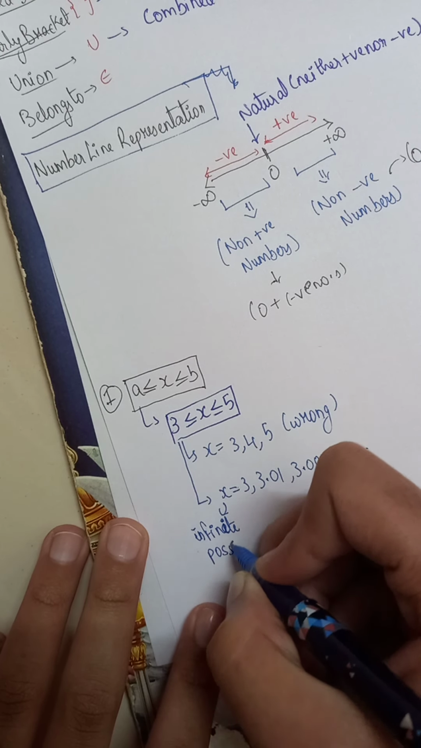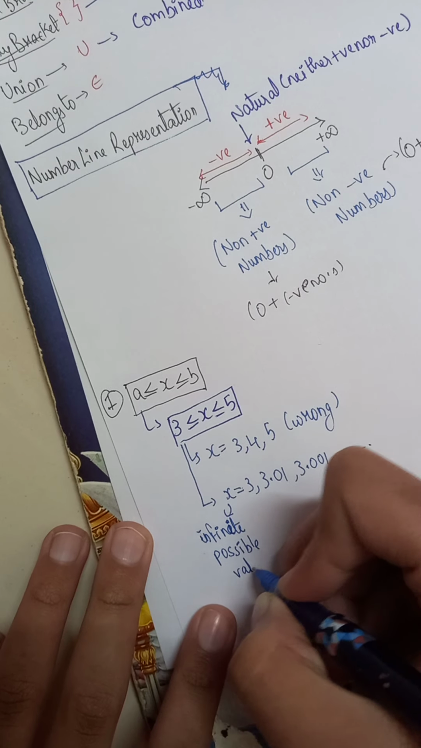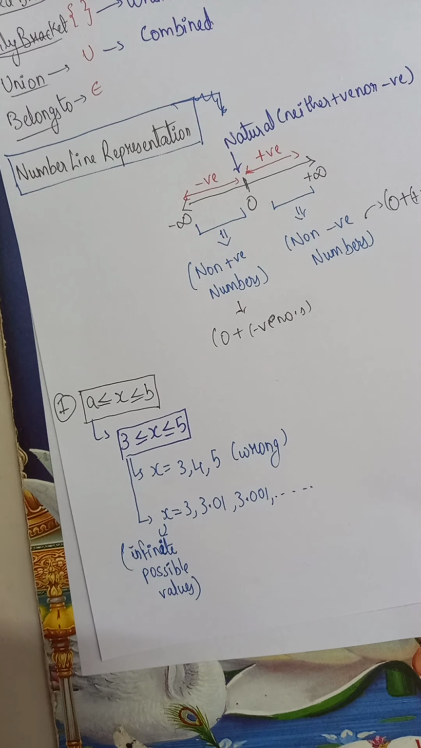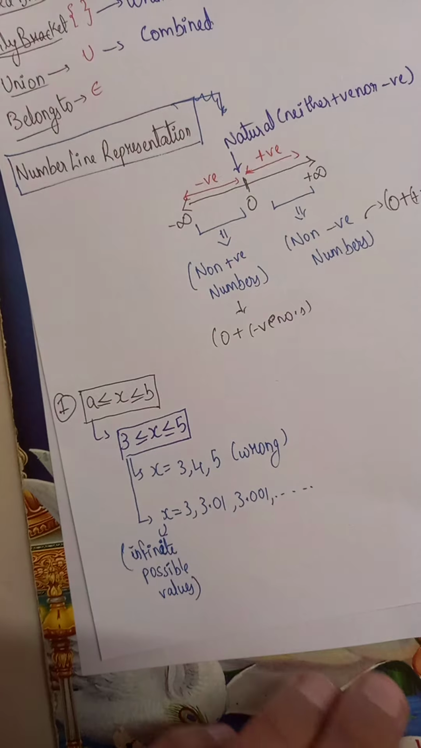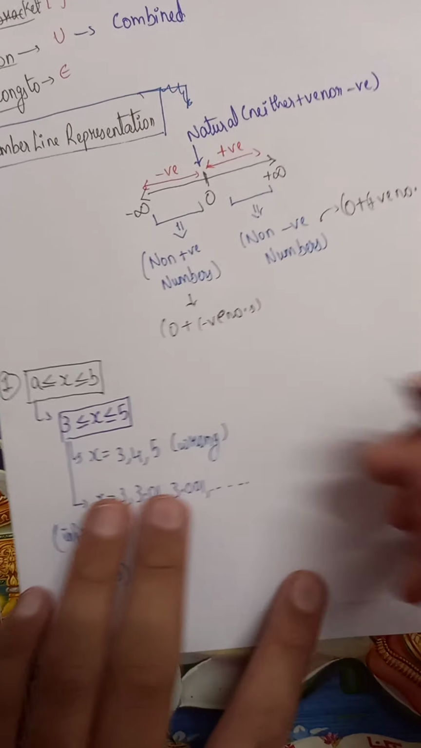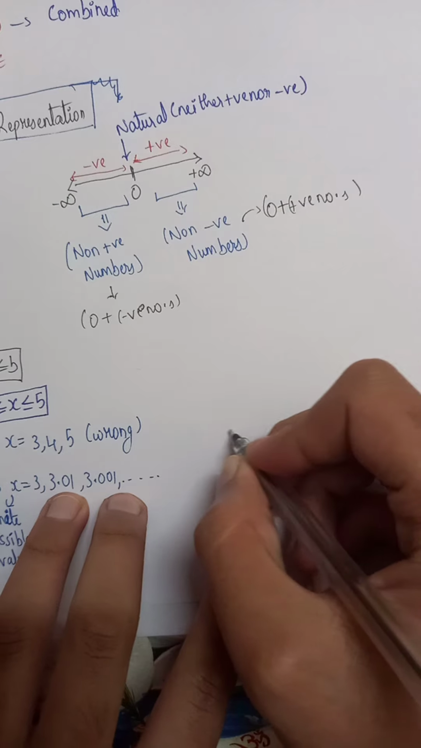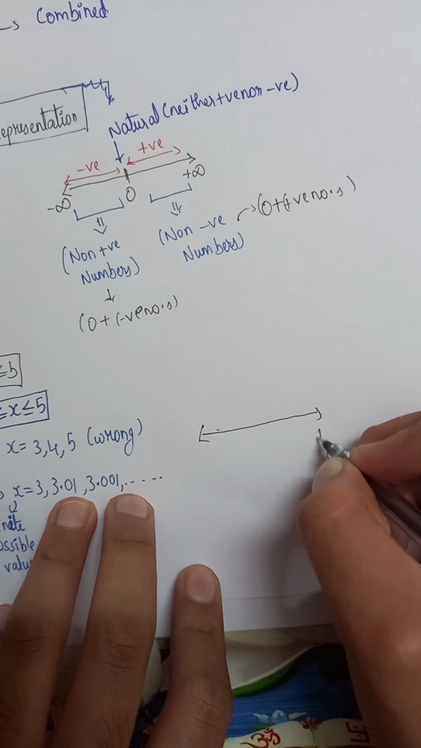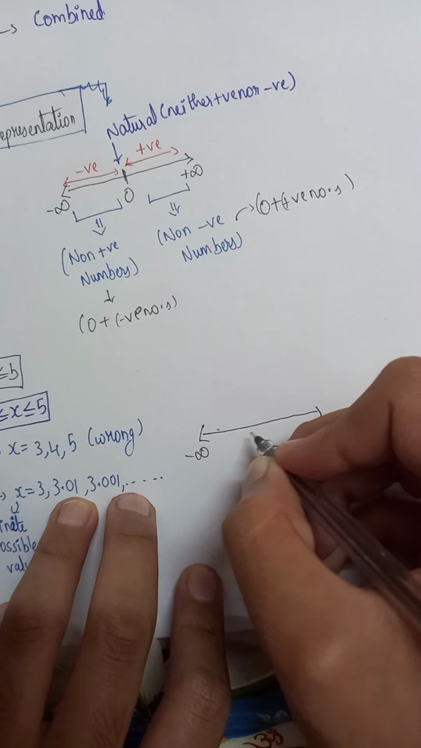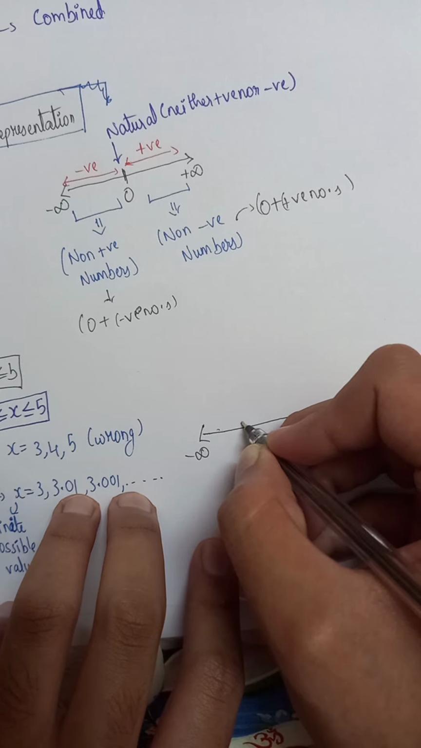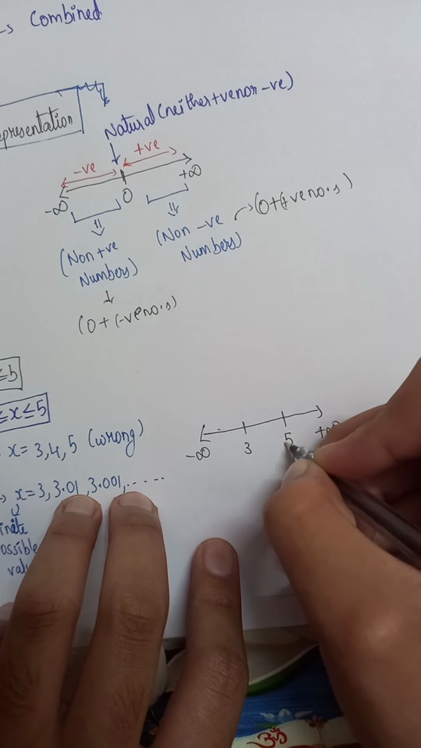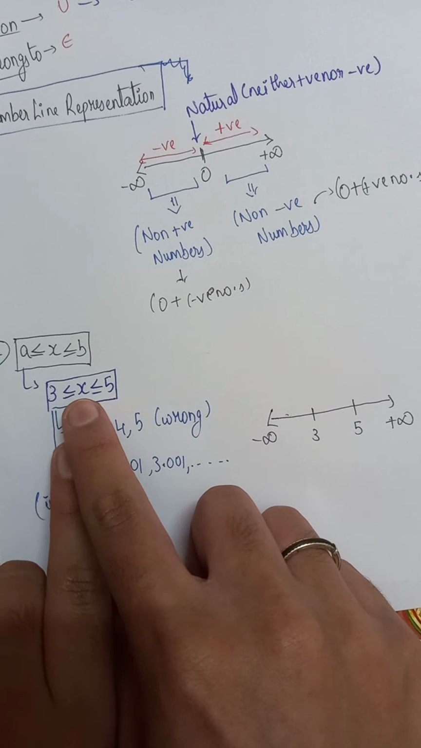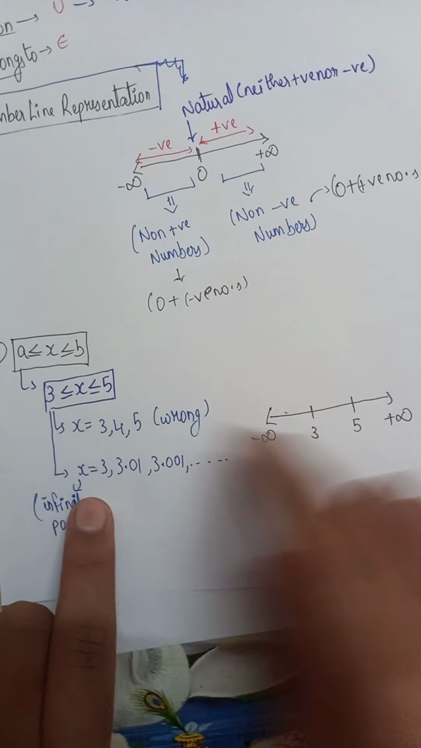There are actually infinite possible values between 3 and 5. So how do you represent this on a number line? As I have represented here: first draw a straight line, then plus infinity and minus infinity, and then 3 and 5. According to the question, x is present between 3 and 5.